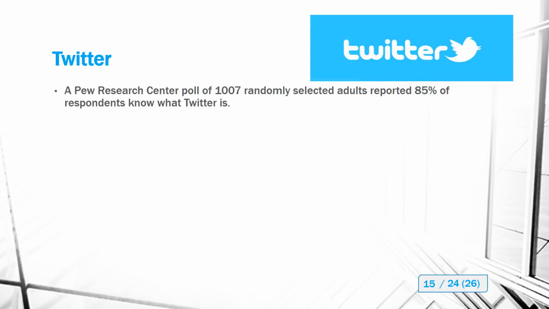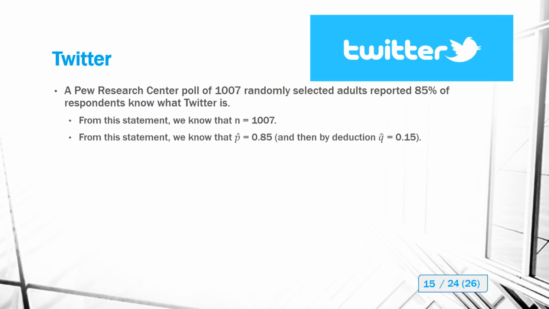So let's look at an example. A Pew Research Center poll of 1,007 randomly selected adults reports 85% of respondents know what Twitter is. So from this one statement, we know our sample size is 1,007. We also know that our sample proportion, that's p hat, is 0.85, 85%. Once we know what p hat is, then by deduction we know what q hat is. We just subtract it from 1, and that gives us 0.15. Because remember, q hat is the complement of p hat.